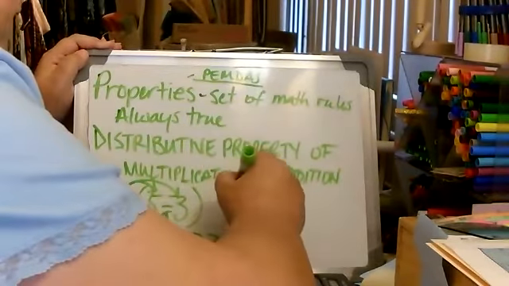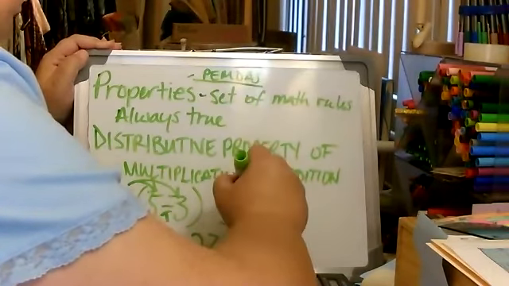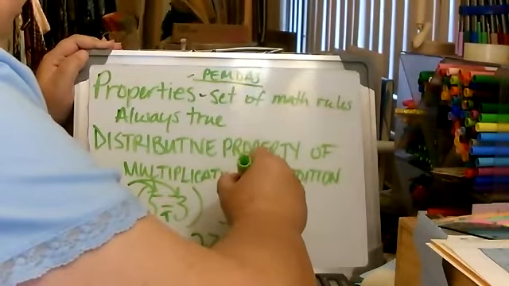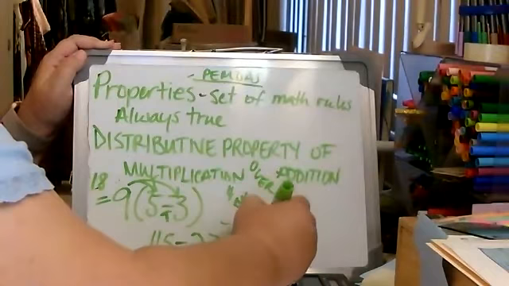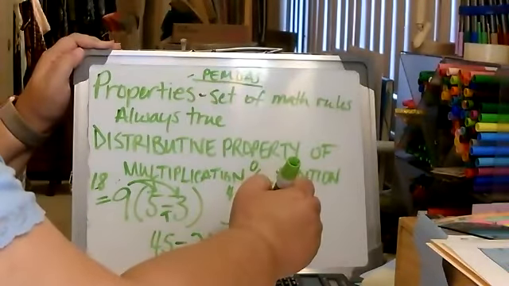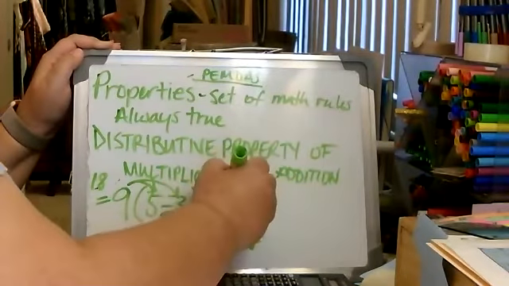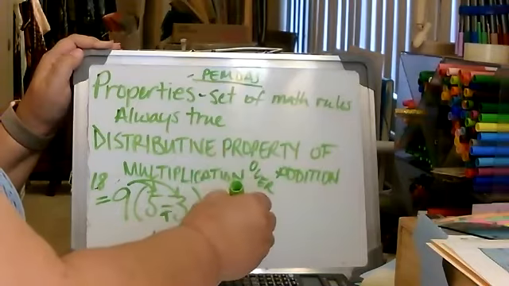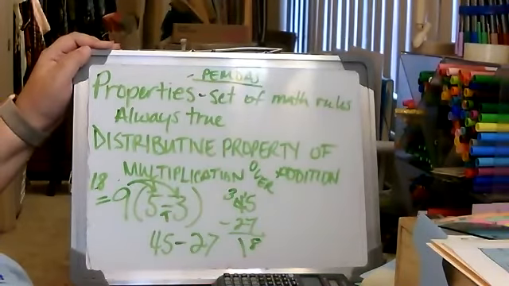45 minus 27. We're going to borrow from the 4 and give it to the 5 here, making that 15 minus 7, which is 8. 4 minus 2. Uh-oh. No, we carried that over. That should have been a 3. 3 minus 2 is 1. So it's 18. So it stays the same. Equal, not the same.